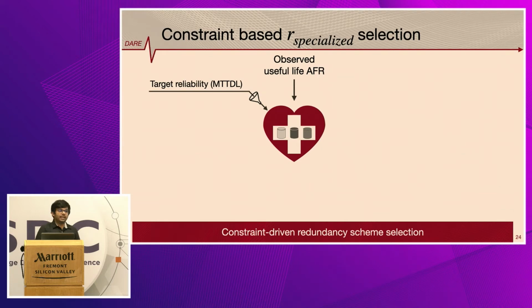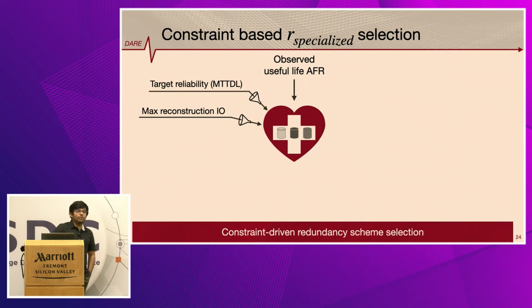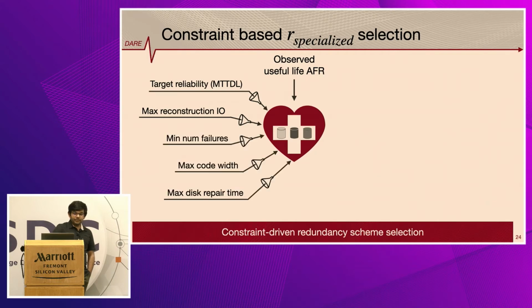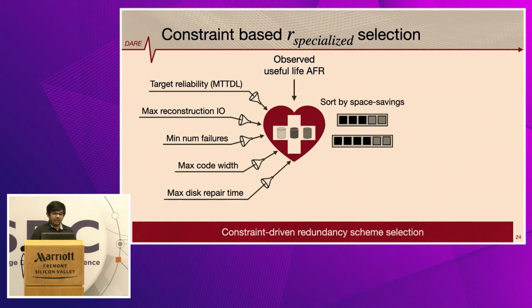One is the target MTTDL you want to achieve, the mean time to data loss, the target reliability. Second is the maximum reconstruction I/O you are ready to tolerate in case of a failure. Along with that, there are other such constraints like the minimum number of failures that you would like to tolerate based on the architecture of your data center, the maximum code width of your erasure code that you're willing to support, and maximum repair time, and so on. So you have all these constraints. And now, when you have an AFR, you filter the available schemes through all these constraints, and you are left with a subset of schemes.